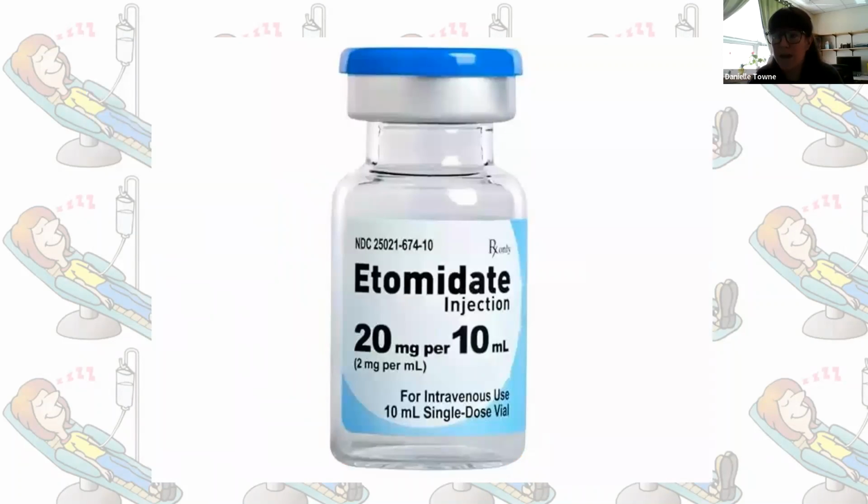Etomidate is a sedative hypnotic agent that can induce sedation within 30 seconds after administration and can last between 5 to 15 minutes. It has no analgesic effects, so it does not do anything for pain. A normal dose is 0.1 to 0.15 mg per kg IV push if used for procedural sedation.